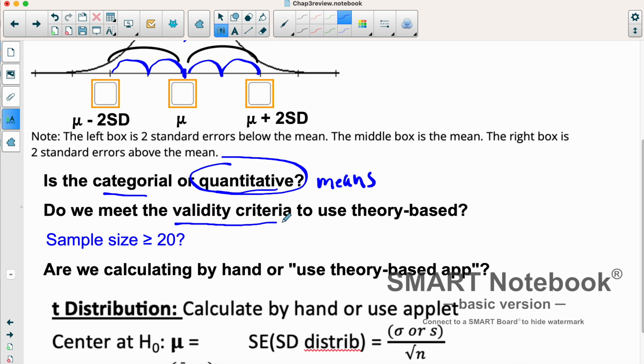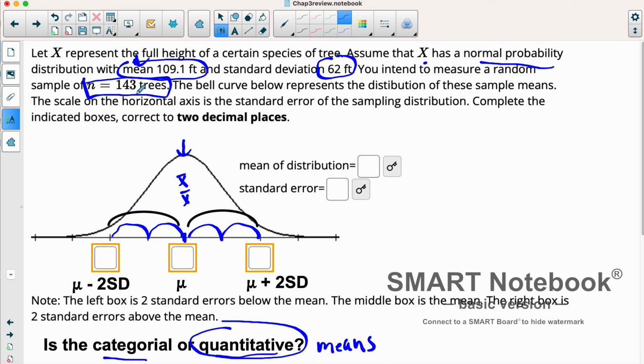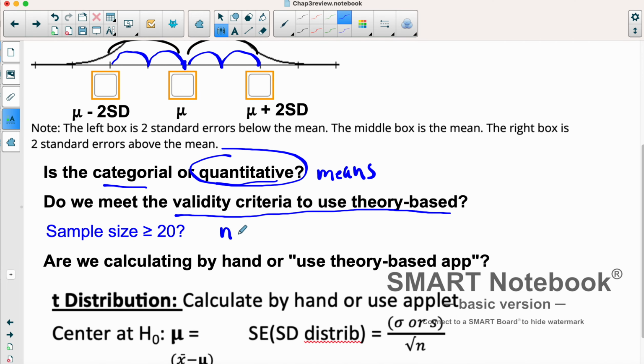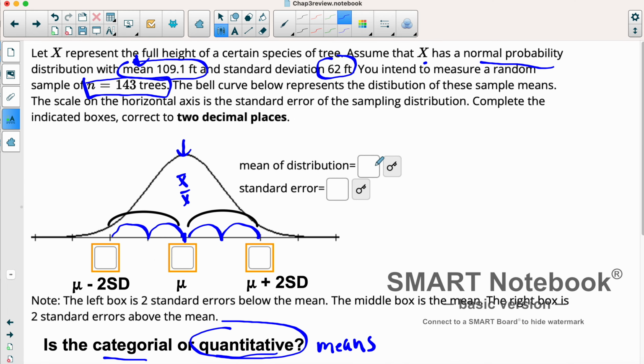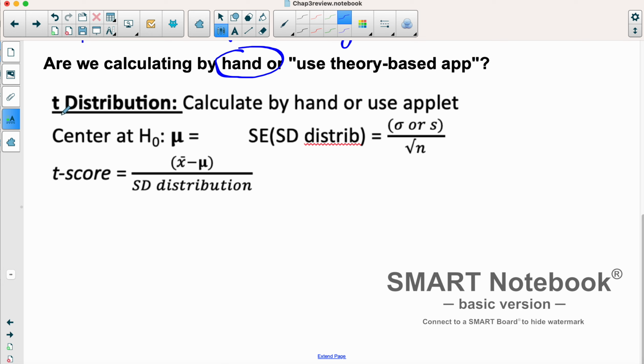Given we have quantitative data, does it meet the validity criteria? To use the theory-based approach, we need a sample size greater than or equal to 20. n equals 143. Yes, that is greater than or equal to 20. It doesn't ask us to use the theory-based applet, so we want to calculate it by hand. To calculate it by hand and fill the boxes in, we're going to use this information.